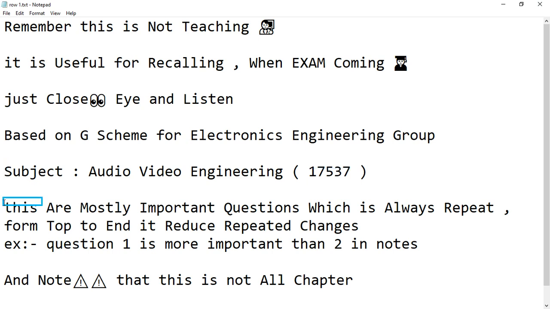17537. These are mostly important questions which are always repeated. From top to end, it reduces repeated chapters. Question 1 is more important than 2 in notes. And note the warning sign that this is not all chapters.